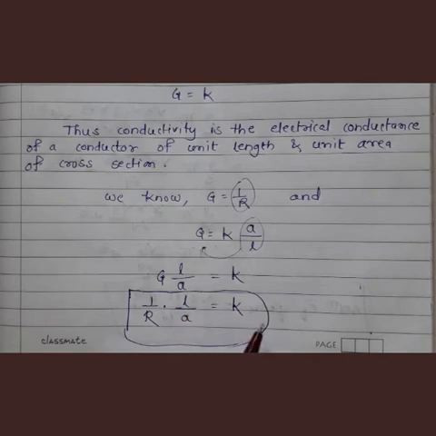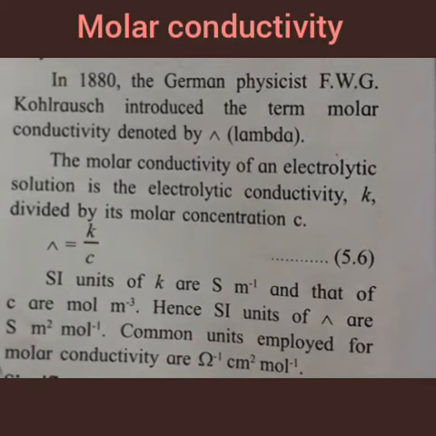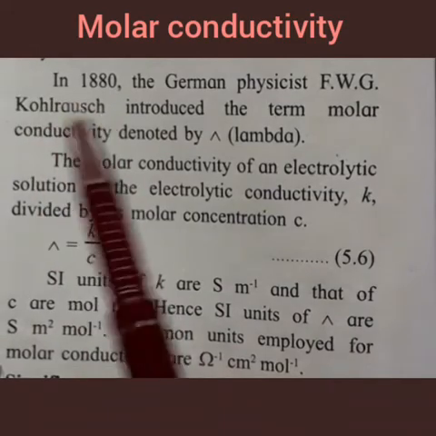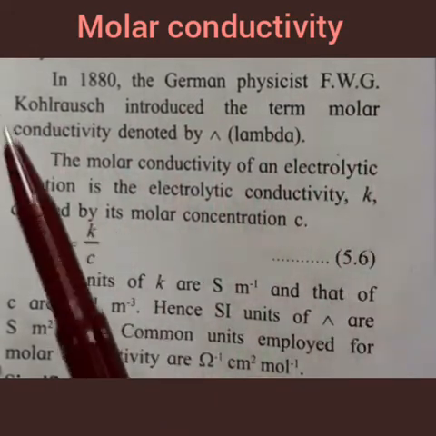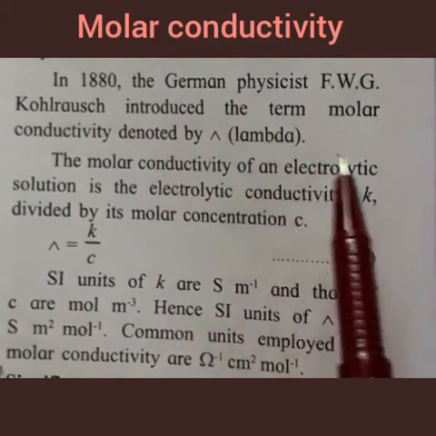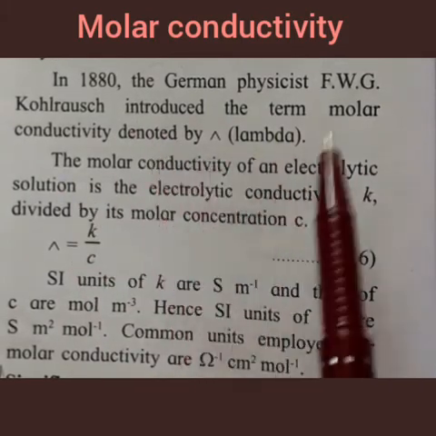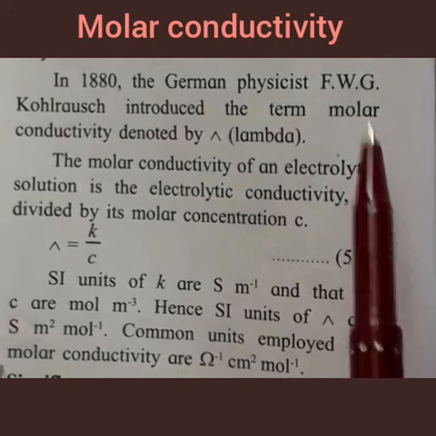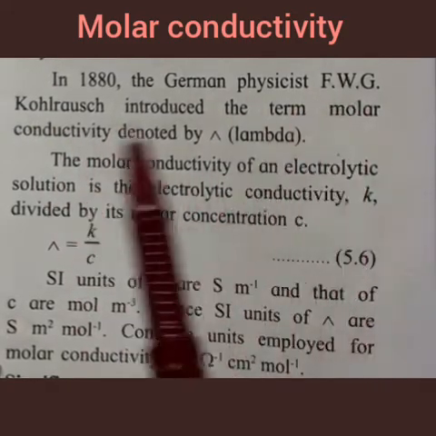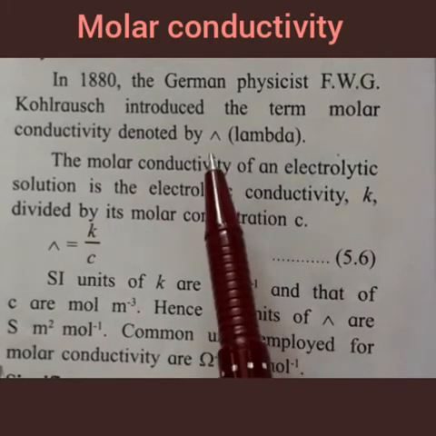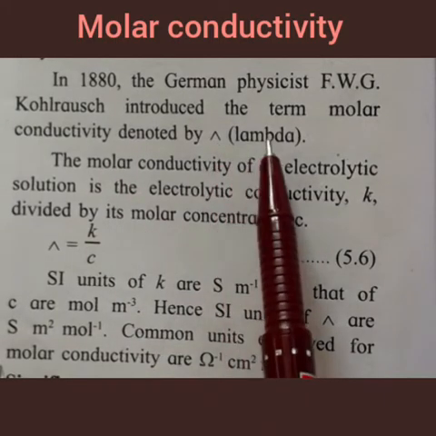It is conductivity. Now let us see what is meant by molar conductivity. In 1880, the German physicist F.W.G. Kohlrausch introduced the term molar conductivity. Who introduced the term molar conductivity? Kohlrausch, a German physicist. This molar conductivity is denoted by the symbol of a reverse V, called lambda.